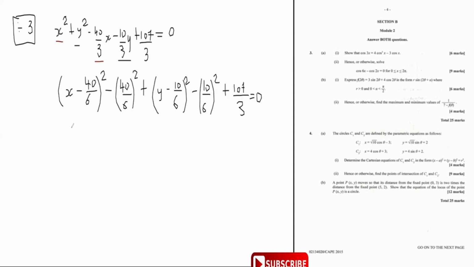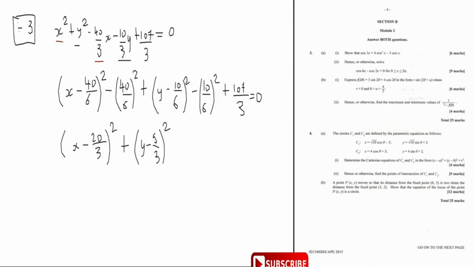Now I'm going to put it in the standard form of a circle. So it's x minus 40 over 6, which is really 20 over 3. So x minus 20 over 3 squared, plus, put this part now, y minus 10 over 6, which is really, dividing both by 2, 5 over 3. It's y minus 5 over 3 squared.